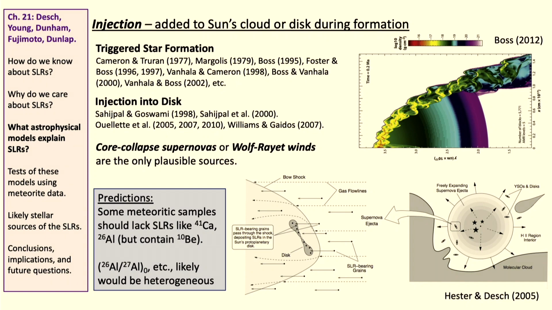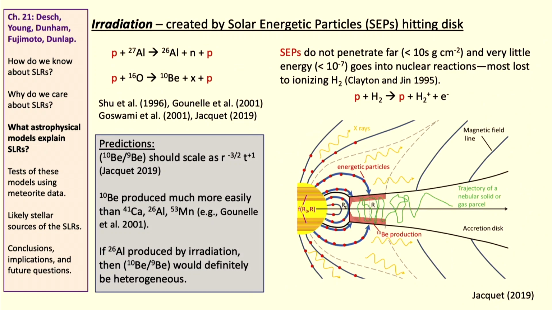But these models should predict that aluminum-26 and calcium-41 might be absent in the earliest formed inclusions. Beryllium-10 would be different because it's not produced by stellar nucleosynthesis, but at least aluminum-26 and others might not exist. So at any rate, it would be very heterogeneous in the disk. That's the main prediction. Irradiation also predicts heterogeneous distributions.